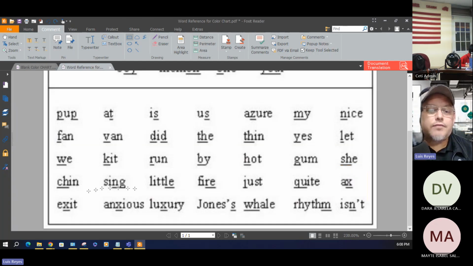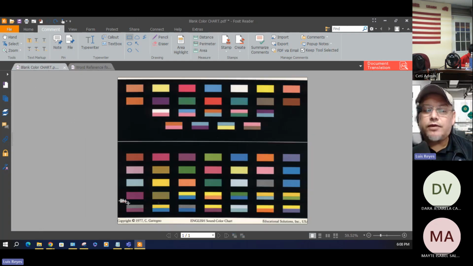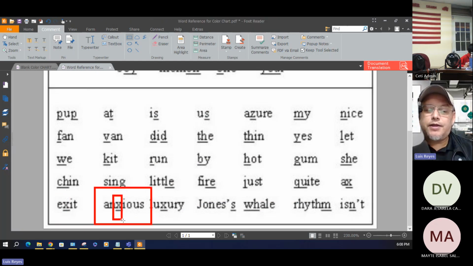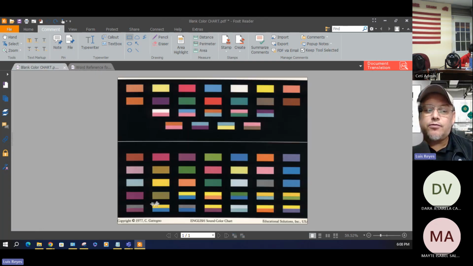Then we have the word exit, and the sound is guzz. We identify that sound here in gray and purple, guzz, in the same position. Then we have the word anxious, and you have the sound cush. And that is the sound we're identifying here in yellow and blue, cush.